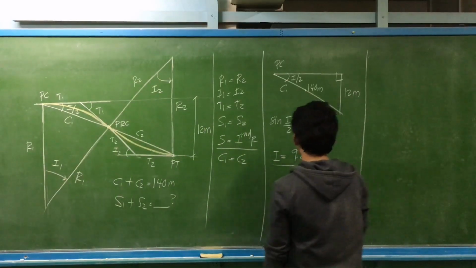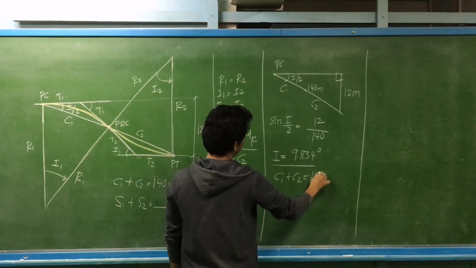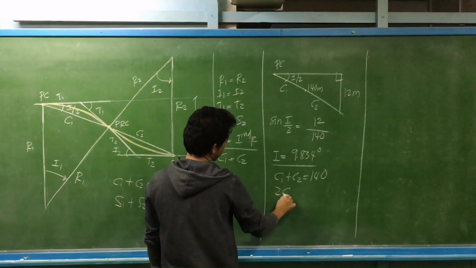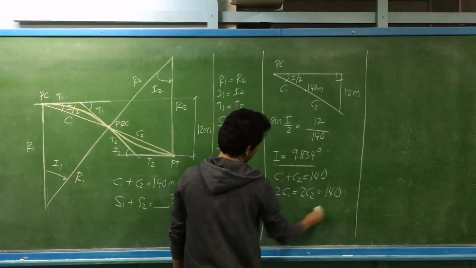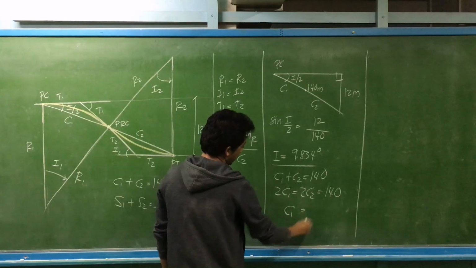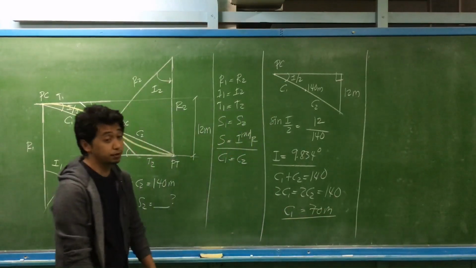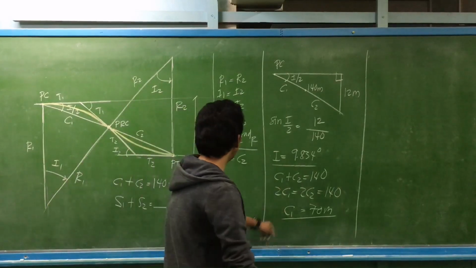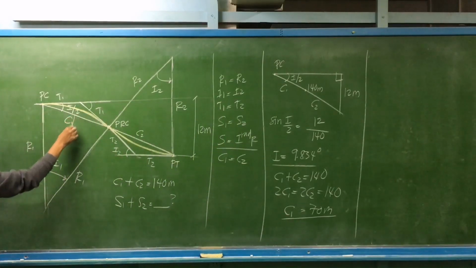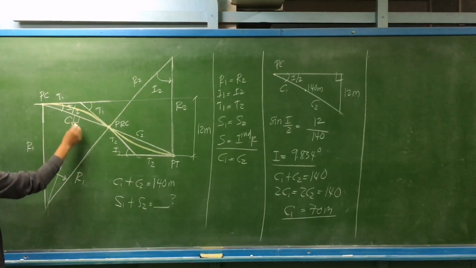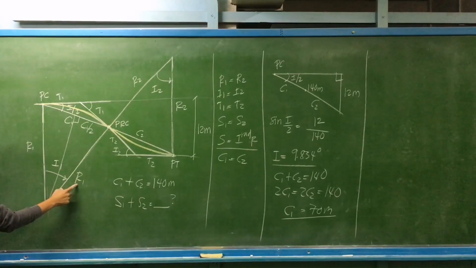So C1 plus C2 is equal to 140. This is the same as 2C1 or 2C2 equal to 140. So obviously C1 is equal to 70 meters, half of 140. Once you have C1, how do you get the radius? Okay, how to determine the radius? You just divide it in half. So this becomes C1 over 2 as the perpendicular, and the radius is the hypotenuse.